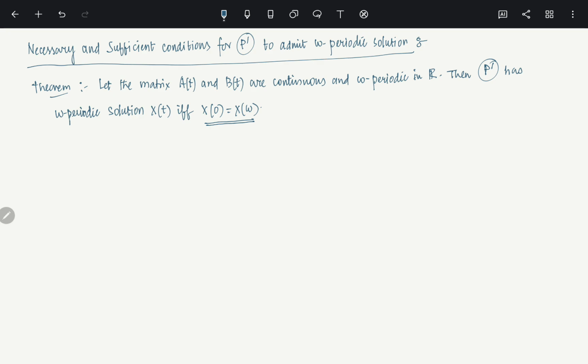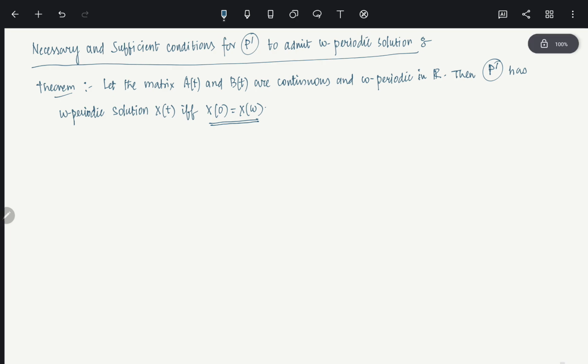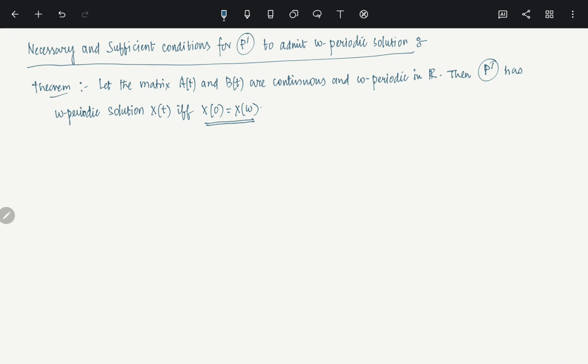What it is saying is this: if x of 0 equals x of W, if you can show just for 2 points, just the 2 points, then the curve is closed essentially. So you are looking at the curve and showing that it is closed. At the point t equals 0 and at the point t equals W, the curve comes back to itself. If that happens, if you have a closed curve, then the solution is going to be periodic. That is what you expect, right?